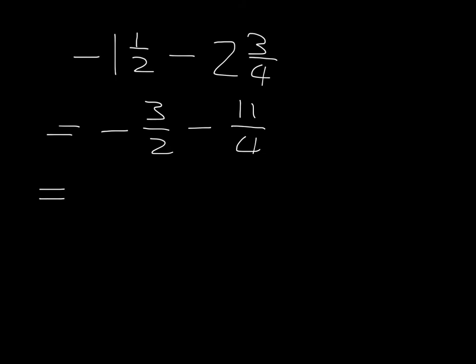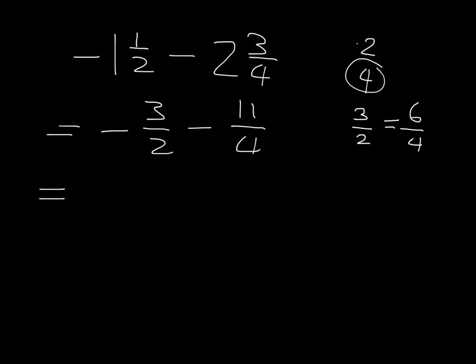Now my next step: I have two fractions and I am subtracting, and they've got different denominators. I know with addition and subtraction I have to have the same denominator before I can do anything. So I need to find the common denominator of 2 and 4. Hopefully you can see that the common denominator will be 4. So I write each fraction with a denominator of 4. For 3/2, I multiplied the denominator by 2, so I must multiply the numerator by 2, and I get 6. And 11/4 I don't need to change, because it already has a denominator of 4.